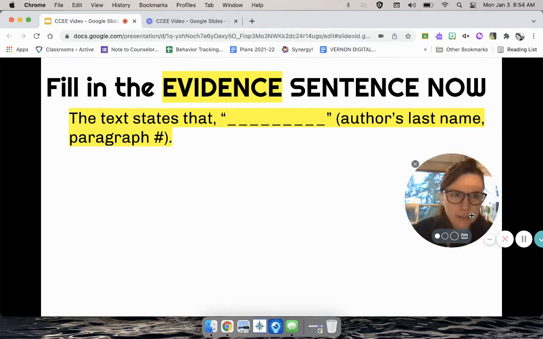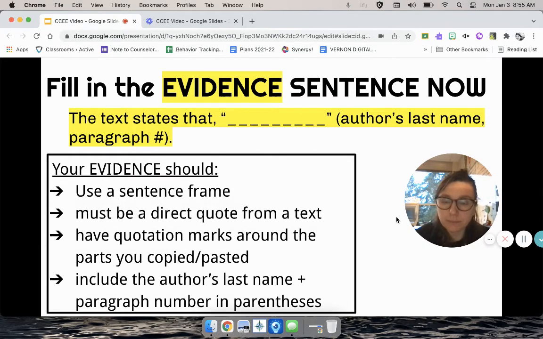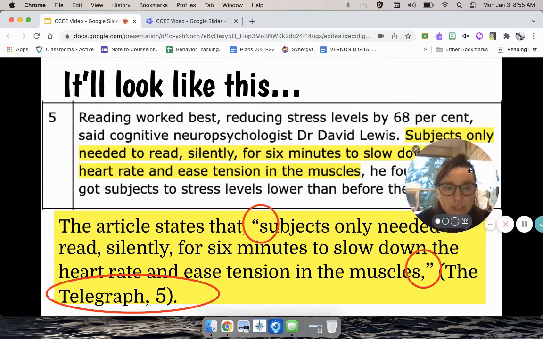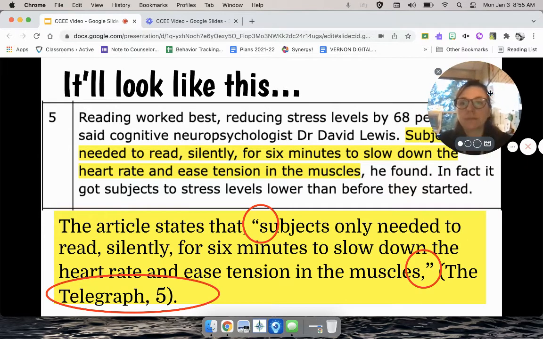Go back to your dialogue journal, go back to the book, find the best direct quote, the moment in A Long Walk to Water, where it really tells us how Nia's life is impacted by having to go get water. Find that quote and type it into the sentence frame above. The text states that author's last name, which is Park, comma, paragraph number or page number. Quotation marks must be around your evidence at all times. When you're finished, it'll look something like this.